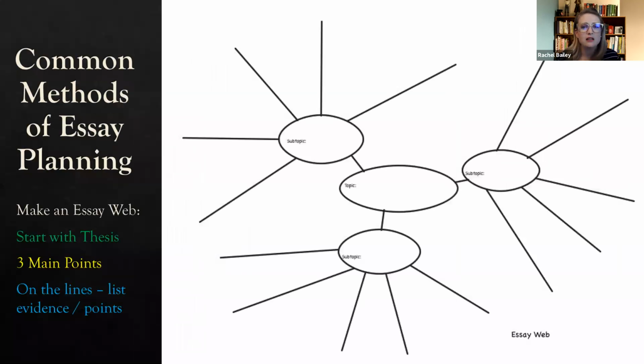If you don't like this, you could do a web like you did in elementary school. And you're like, Miss Bailey, but that looks so simple. I know it looks simple. You can do that, guys. You can put the thesis or the topic in the middle and then put those 3 points around it. And on the lines, you just put the evidence that you're planning to include.